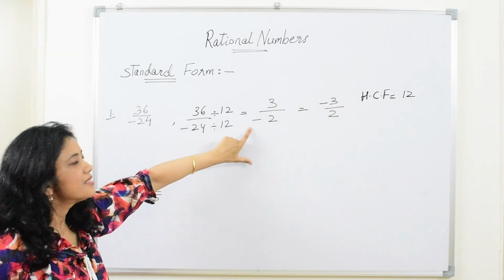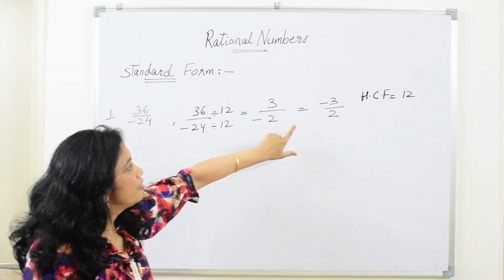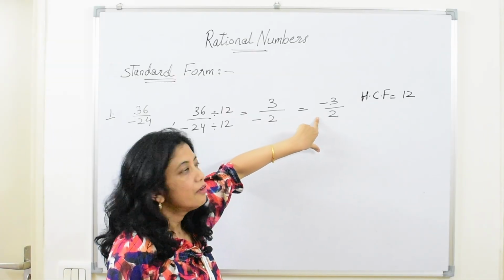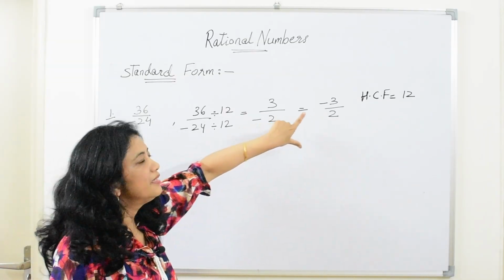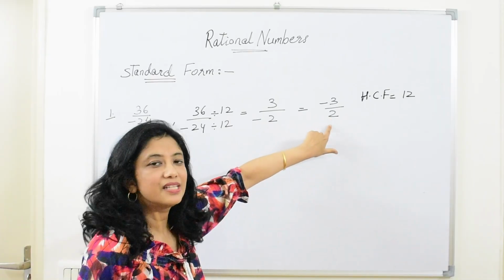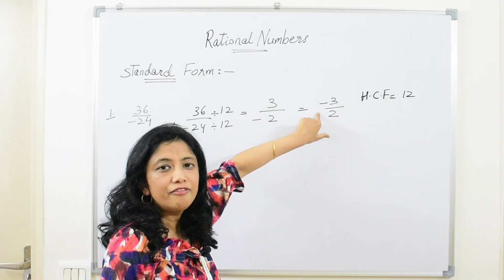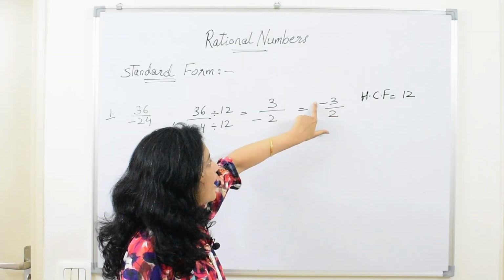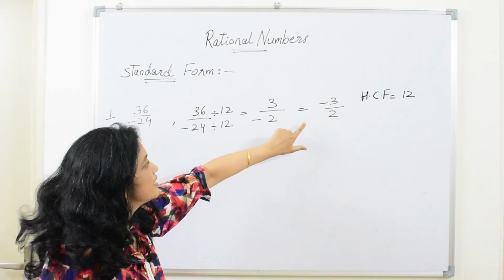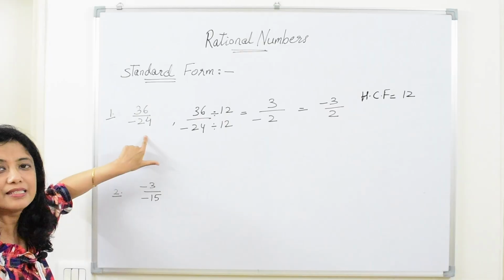Remember, this sign, if it is in the denominator, we can write it with the numerator. These both numbers are same. So we will shift this sign above this line and write -3/2. So this is the standard form of this number.